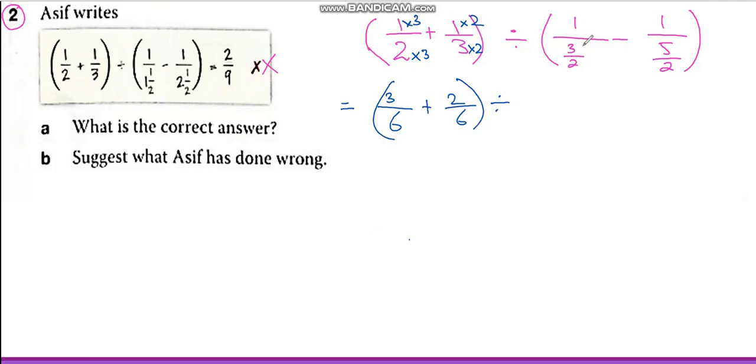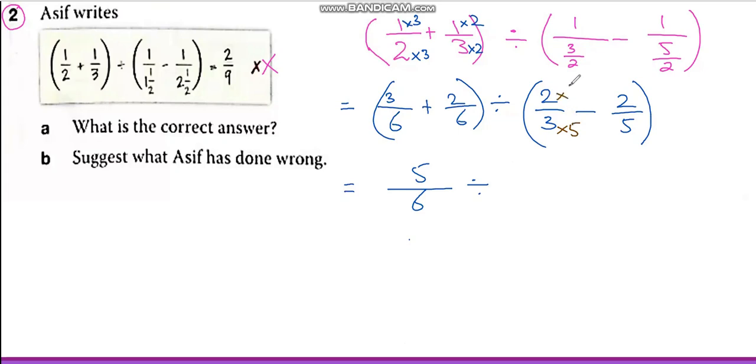And here, look, 1 is being divided by 3 over 2, so we can simply write it as 2/3. And similarly, we can write 2/5 over there. If we divide 1 by 3 over 2, we will get 2/3. Now, if we solve this, we get 5/6 over there, and we need to solve this bracket now. We can multiply 3 with 5 and 2 with 5, and 5 with 3 and 2 with 3. We will get the denominator the same, and then we will be able to subtract. We will get 10 over 15, take away 6 over 15.